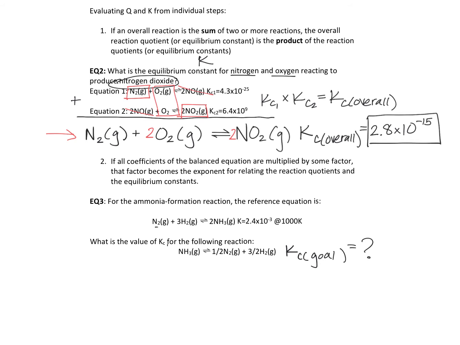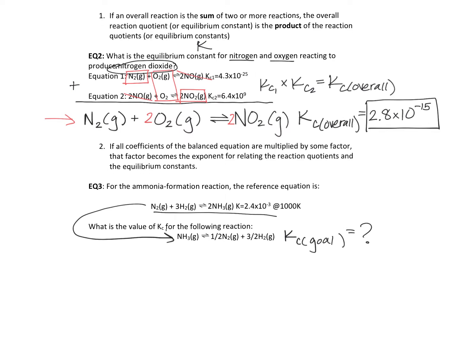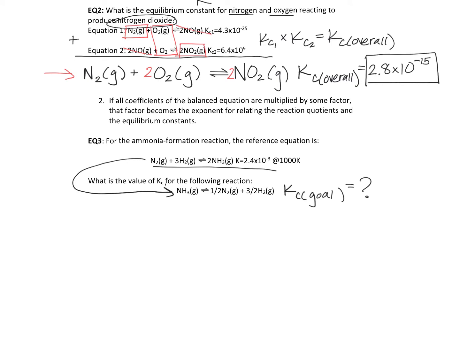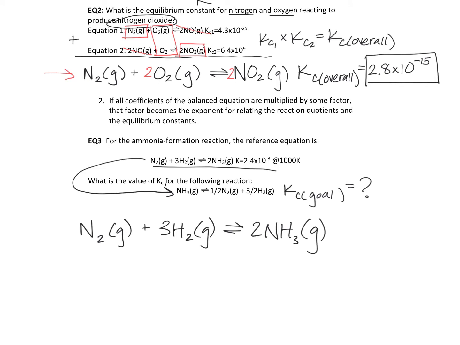Okay, so looking at this equation, it is related to this one, but we've done some things to the original reference equation. So I'm going to rewrite it so we have some space. So we have nitrogen gas plus 3H2 gas makes 2NH3 gas. All right, and I want it to be equivalent to that expression. So what did I do? The question is, what did I do to the reference equation to get my goal equation?